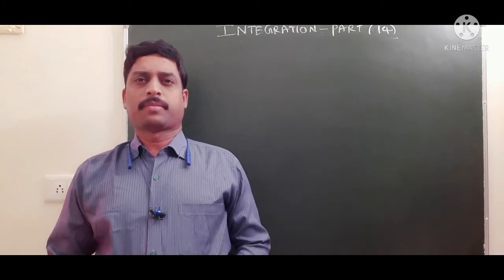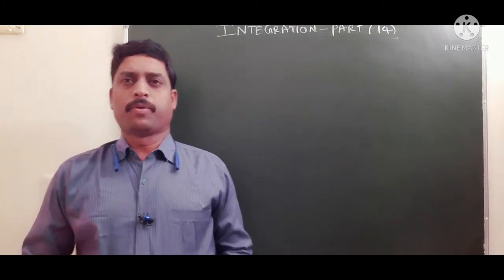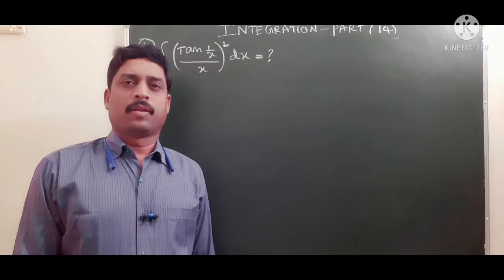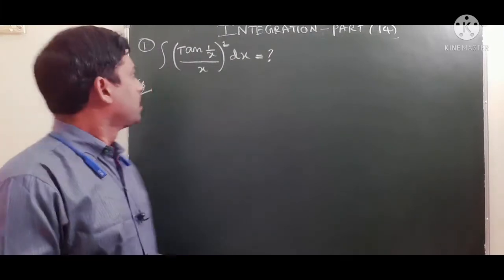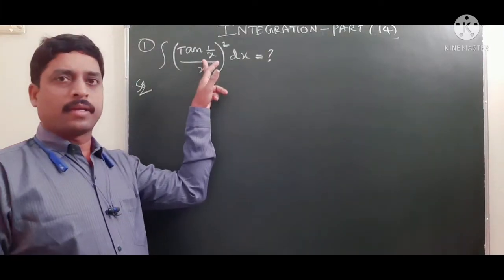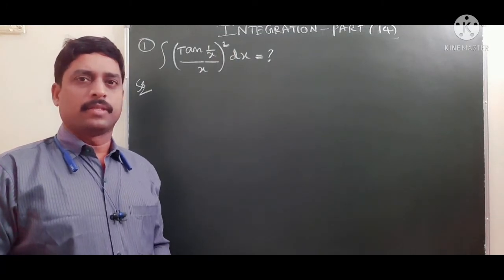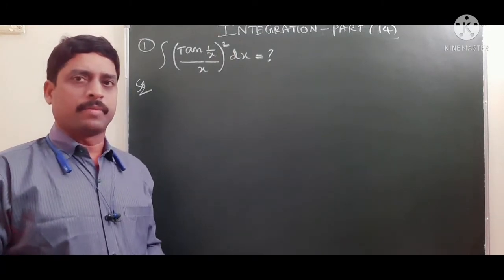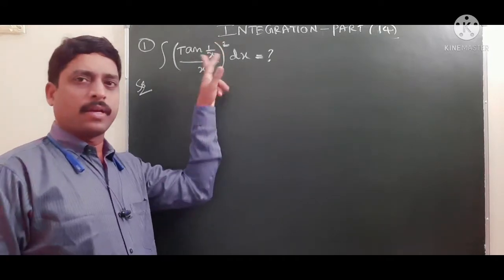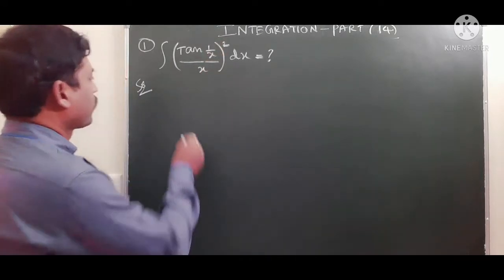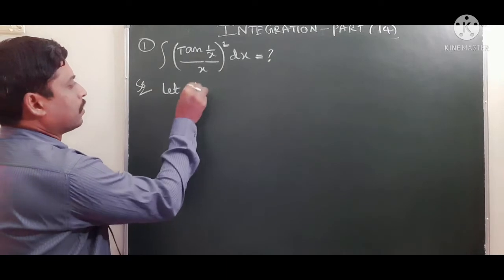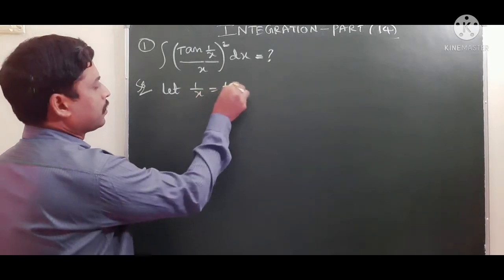Today I would like to explain integration part 14. Now explain question number 1. Integral tan 1 by x whole square dx. So this type of problems by using substitution method, let us take 1 by x is equal to t.